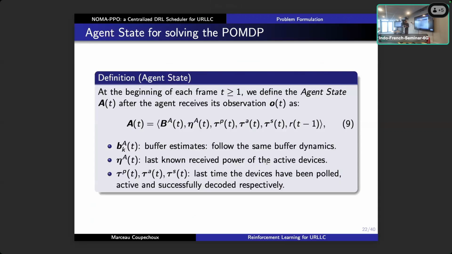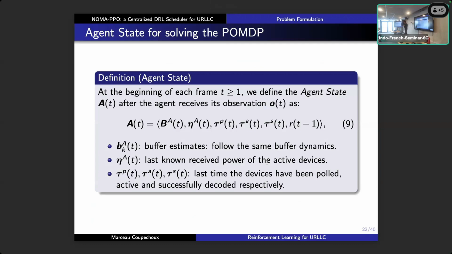So to deal with the combinatorial action space and the partial observability, we have defined an agent state. It's a bit similar to a belief state, but the definition is different. At each frame, we gather the estimated buffer, the estimated channel receive power, and a certain number of time informations: the last time the device has been active, meaning polled and it has a packet, and also the last time that it has been successfully decoded.